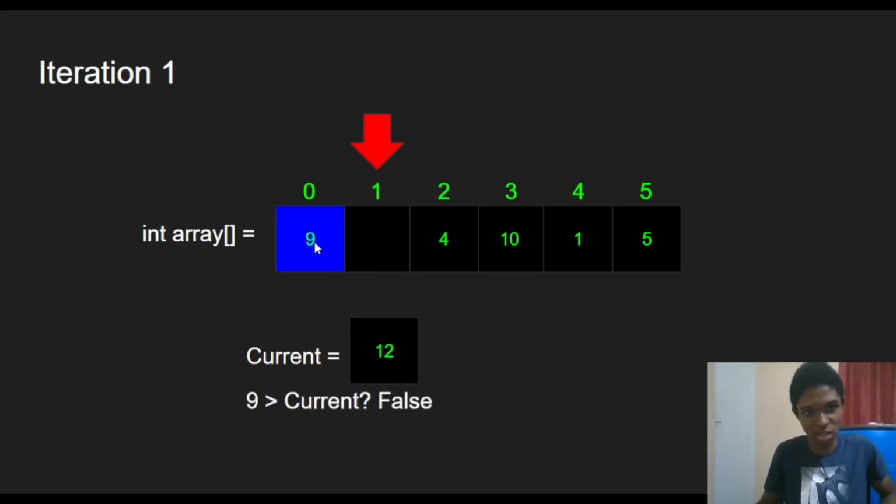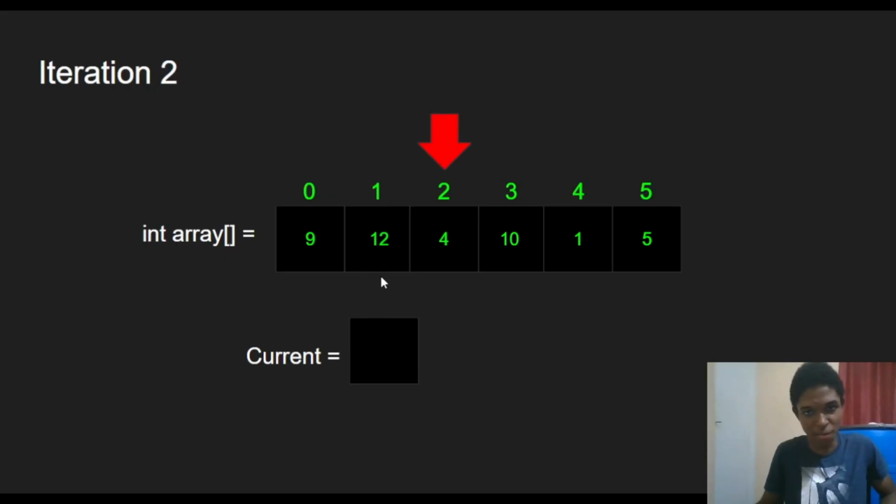So here guys, we'll start by checking if 9 is greater than our current. In this case, it is false. So therefore, we will not move any further. We'll take whatever is in current and move it back to its original position, in this case index 1. Now guys, we'll move on to the next iteration.